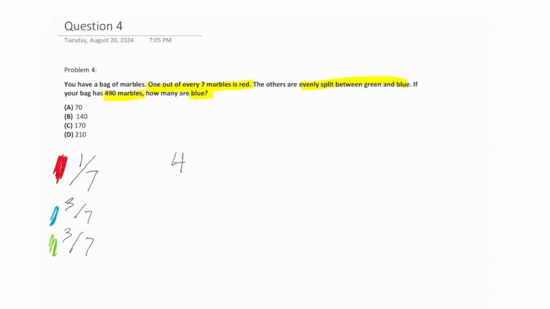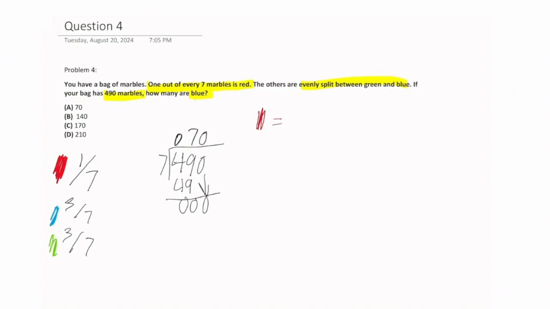So we know that there are 490 marbles total, and we know they are out of 7. And we know that 1 out of every 7 is red. So we're going to divide 7 into 490 to figure out how many of these marbles are red. So we came out with 70. So 70 of the marbles would be red.